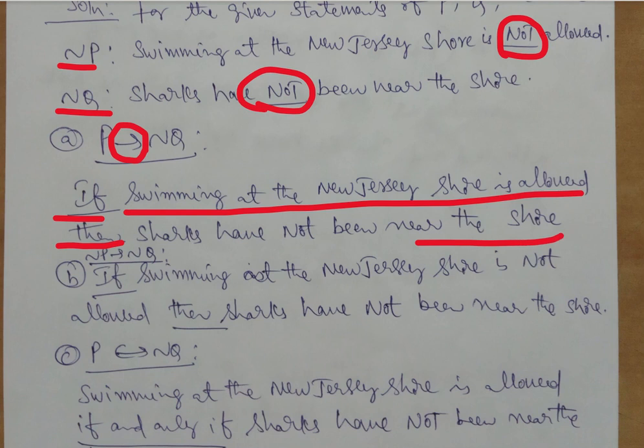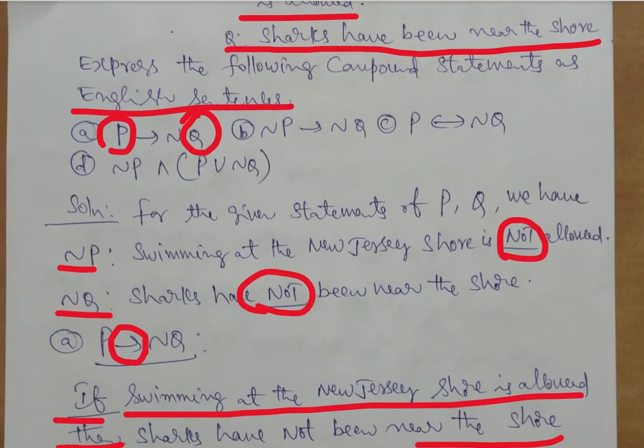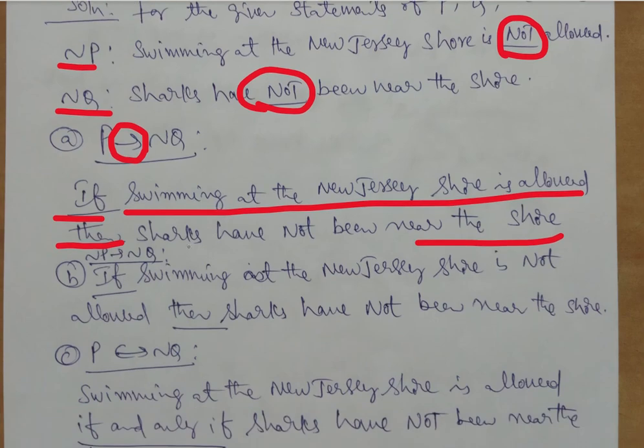So simply understand the basic definition and put the sentences with that connective, and in the exam try to underline that connective. That's all you can do. Second one, negation P implies negation Q. Since it is implication, which is an in-between connective, again if negation P, swimming at New Jersey shore is not allowed, then sharks have not been near the shore.